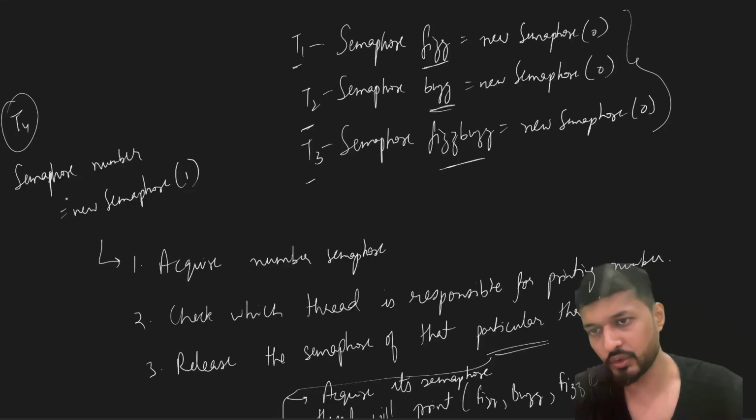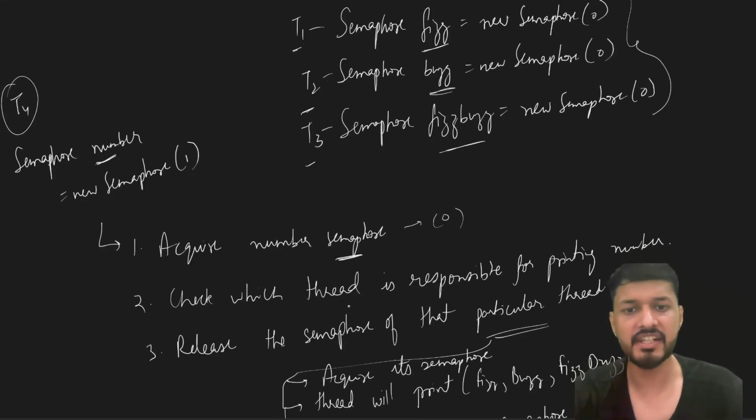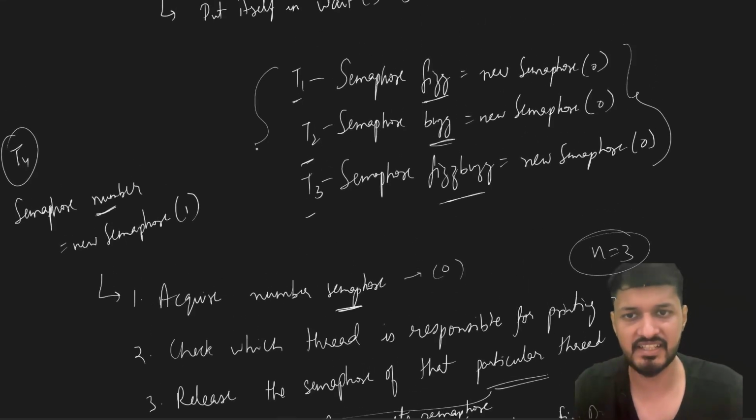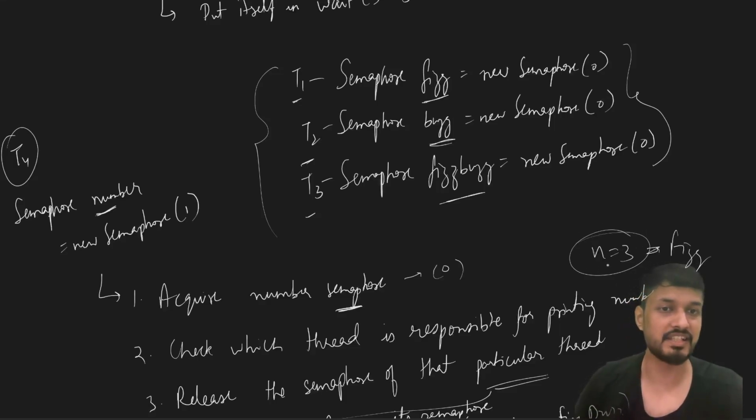To put T4 in control, we'll create a number semaphore which has initial permit of 1. So initially, to be in control, T4 will go ahead and acquire the number semaphore, right? So count will change from 1 to 0. Then it will check which thread is responsible for printing the number. So suppose when n is equal to 3, it will check which among these 3 threads is responsible for printing Fizz, right? So it checks, okay, T1 is responsible for handling numbers which are divisible by 3 but not by 5.